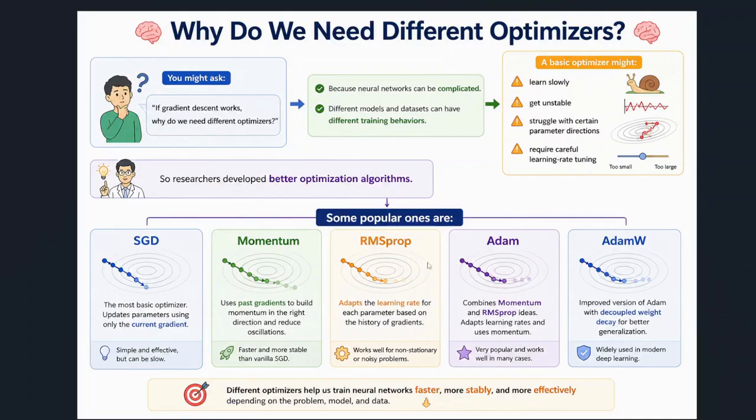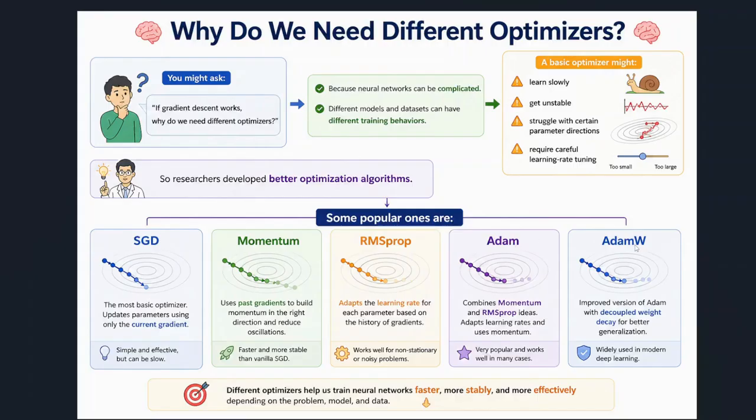Next is your RMSprop. It adapts the learning rate for each parameter based on the history of gradients. It works well for non-stationary or noisy problems. Next one is your Adam. Adam is the most commonly used optimizer. It combines momentum and RMSprop ideas, adapts learning rates, and uses momentum. It is very popular and works well in many cases, so we generally use the Adam optimizer.